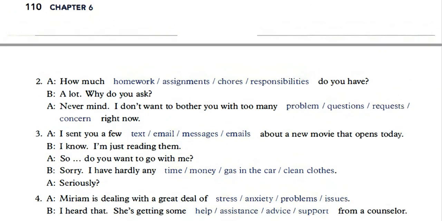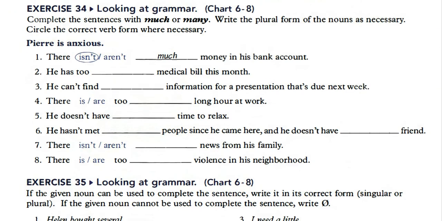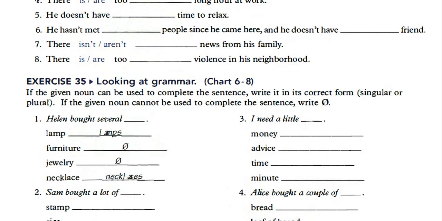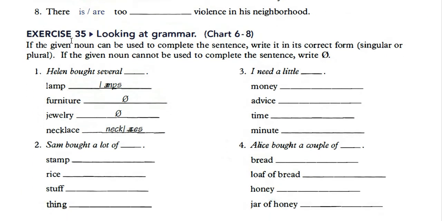We have here a good exercise, exercise 35. If we look at 35: if the given noun can be used to complete the sentence, write it in its correct form, singular or plural, if the given noun can be used to complete the sentence, write theta. So here we have Helen bought several lamps. We cannot say furnitures but just furniture. So theta. Jewelry, theta. Necklace can be necklaces, so we can give it plurality. Sam bought a lot of stamps, so we can add s here.